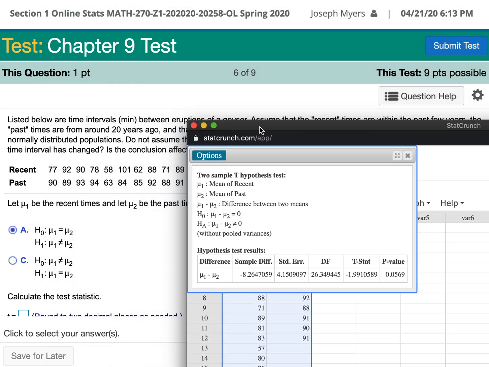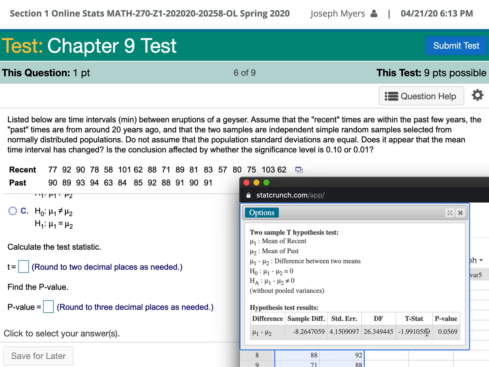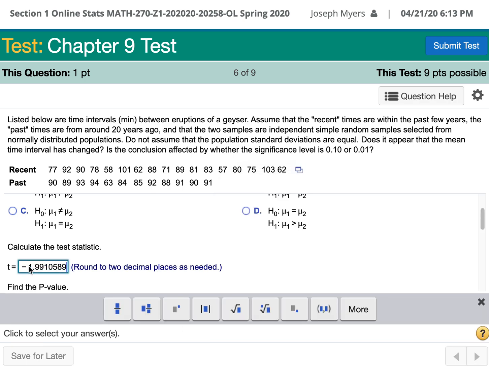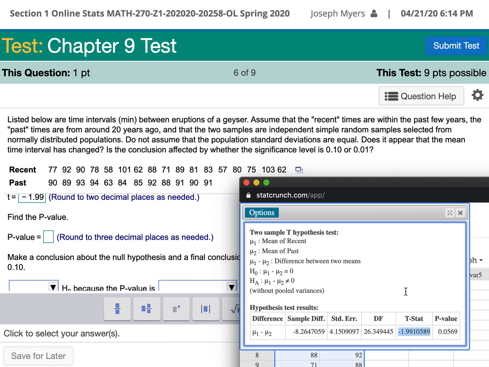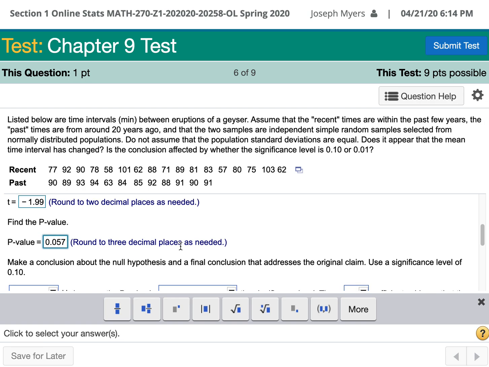So there we go. And the test statistic is this number, rounded to 2 decimal places, so 0.99. And the p-value is this number, rounded to 3 decimal places, so 0.057. And then make a conclusion at the 10% level.